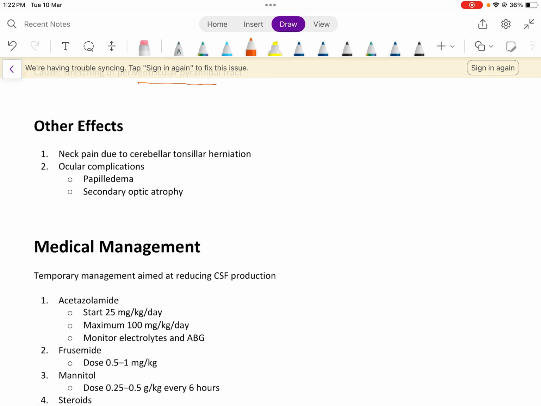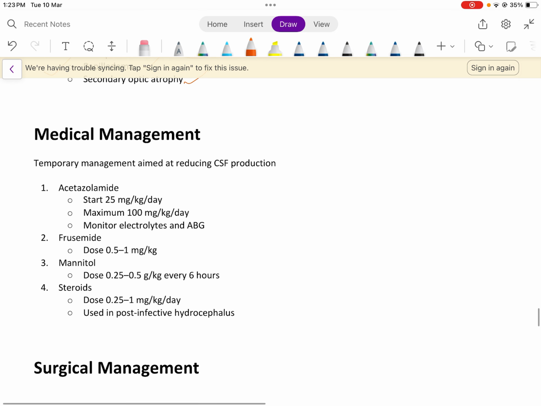Other effects include neck pain due to cerebellar tonsillar herniation. So brainstem herniation, the cerebellar tonsillar herniation, is one of the important, very risky effects. This is life threatening. Then you have other complications like ocular complications, papilledema, secondary optic atrophy.